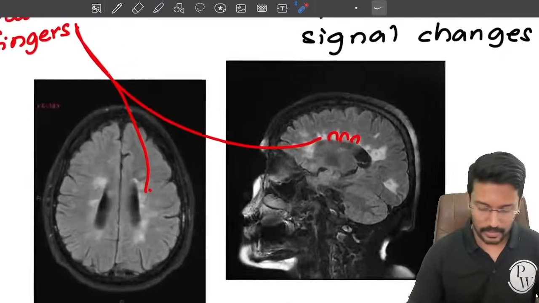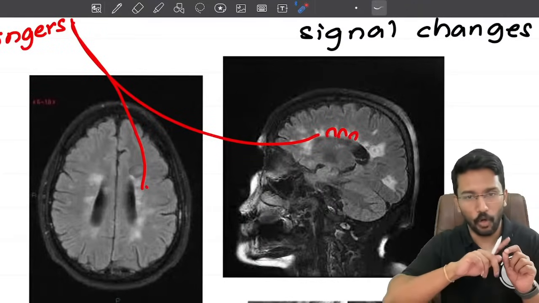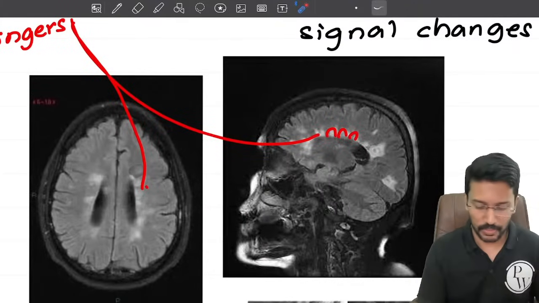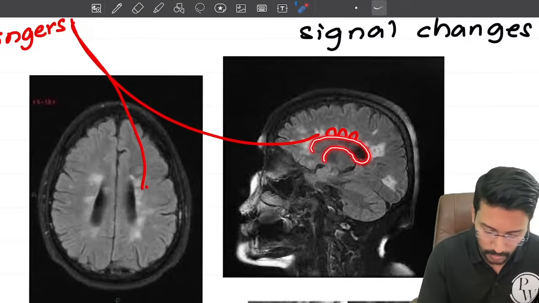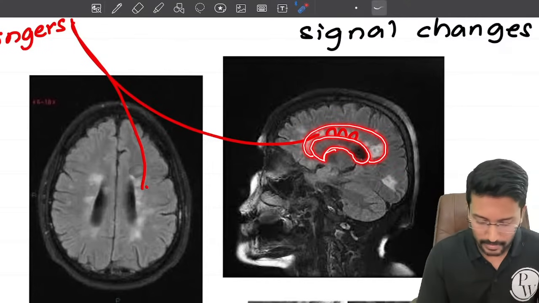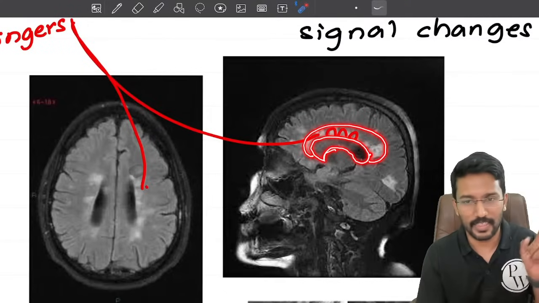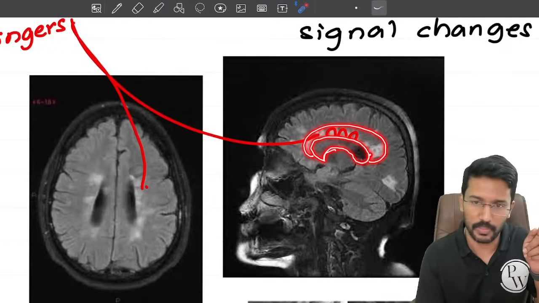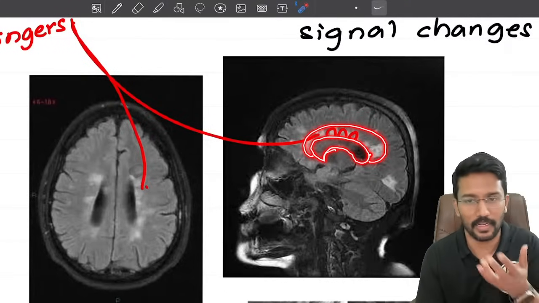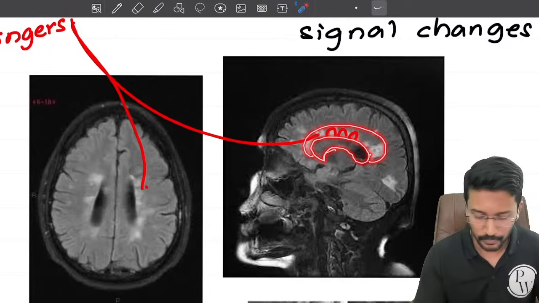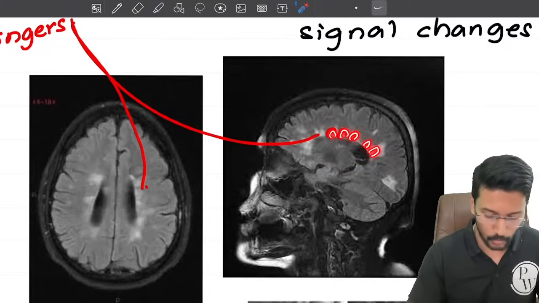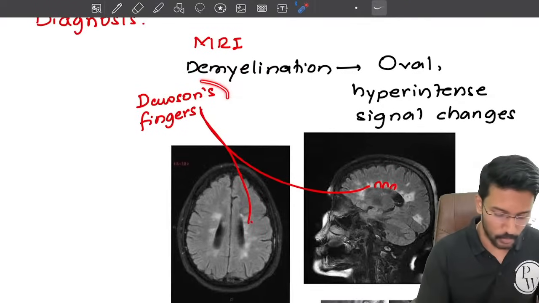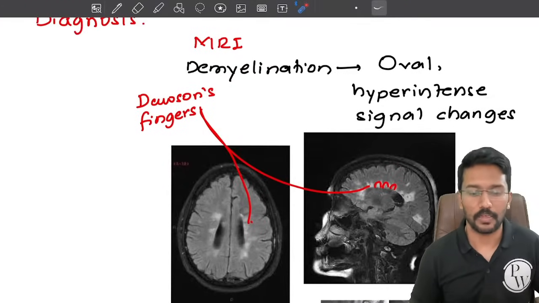And these oval signal changes will often be distributed as finger-like projections coming out from the ventricle. Remember, this black fluid-filled structure is your ventricle, and above that you have the corpus callosum. Remember, what is the corpus callosum? It is a tract connecting the right and left cerebral hemispheres. So basically it is tracts. Tracts contain axons, they contain myelin, so it is white matter, and there is demyelination, and these demyelinating plaques look like finger-like projections, and we call these finger-like projections Dawson's fingers, right?